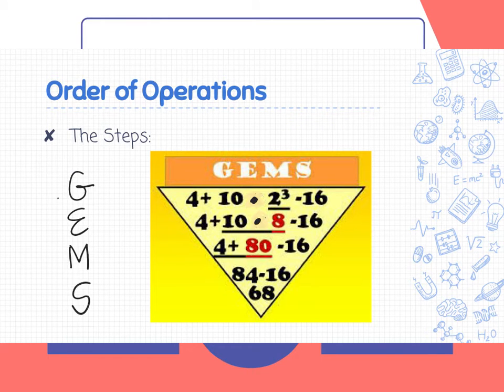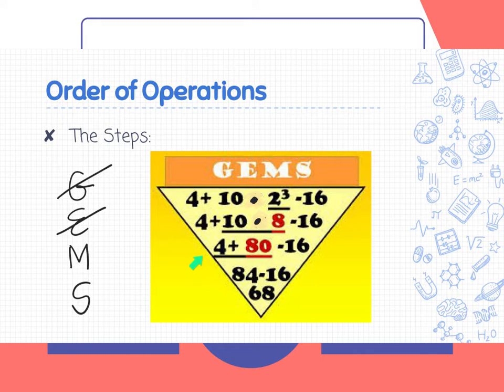Do we have any exponents? We absolutely do. So you can see how they took 2 cubed and turned that into 8. And then we just brought everything else down that we haven't used: the 4, the plus, the 10, the times, the minus 16. Now, any more exponents? No.